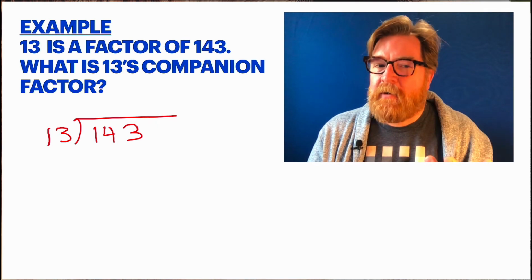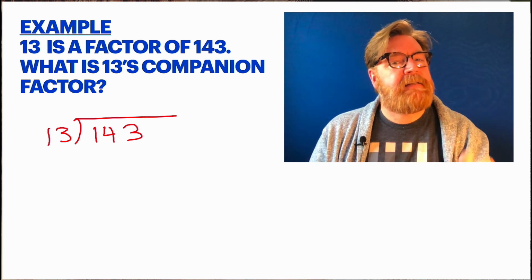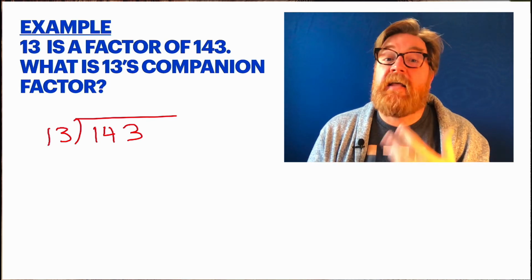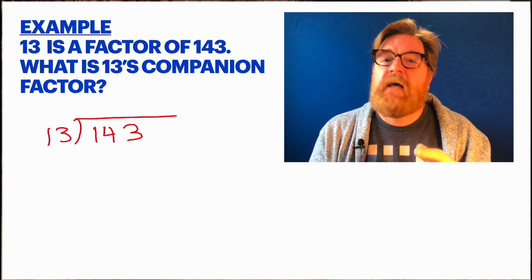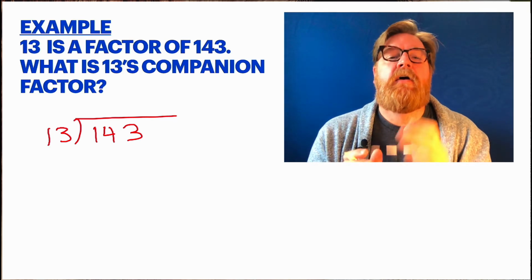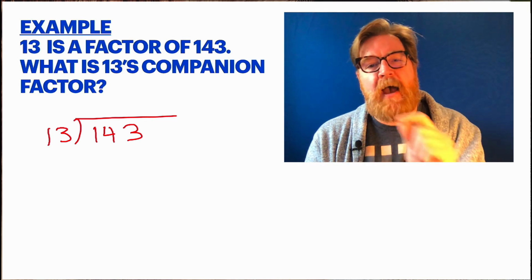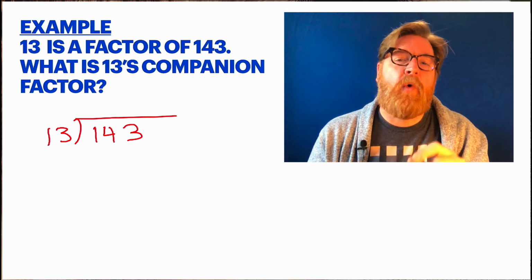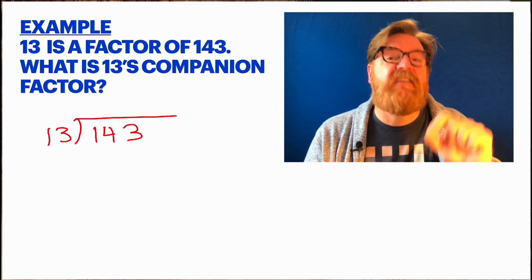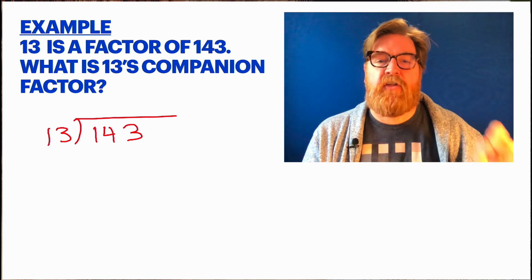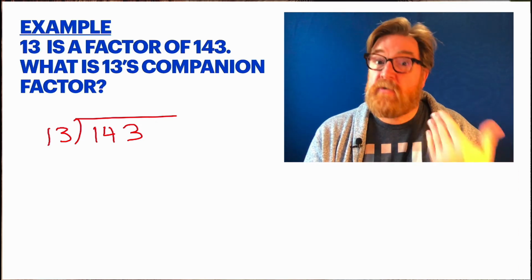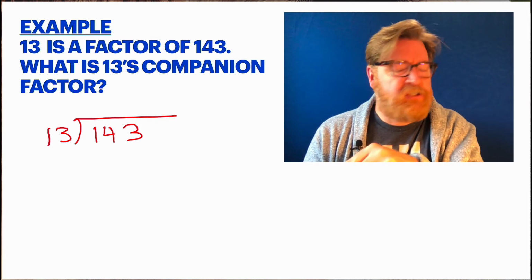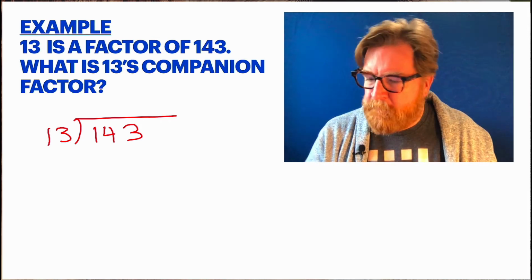It's a factor, they tell us that, so that means it has to go into 143 evenly, no remainders. As a matter of fact, to say that 13 is a factor of 143 is the same as saying 143 is divisible by 13. Okay, it means it goes into it evenly, no remainder. So let's check that out when we do this division here.